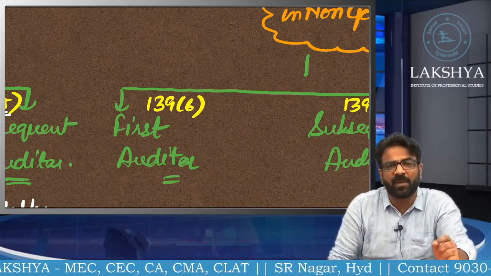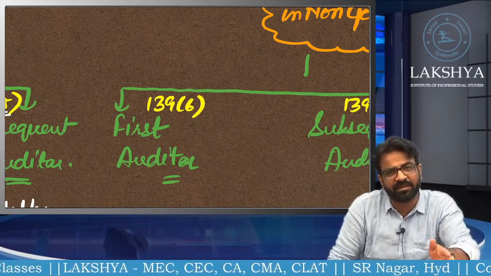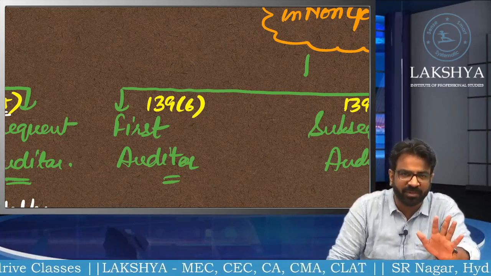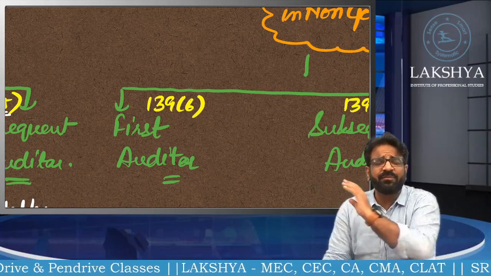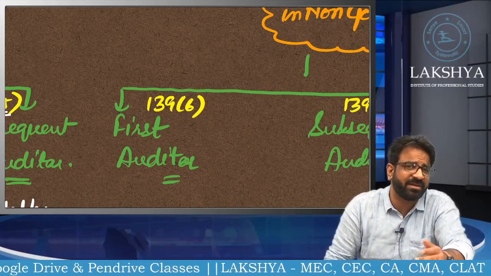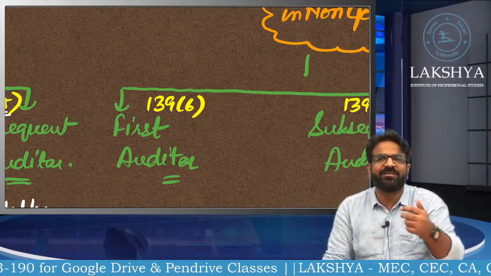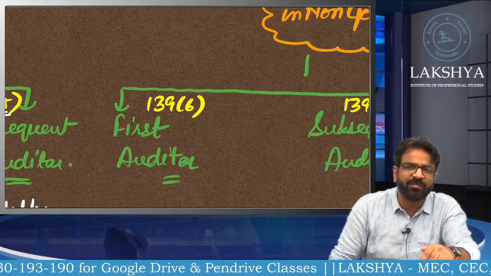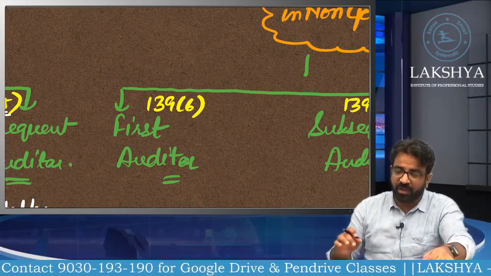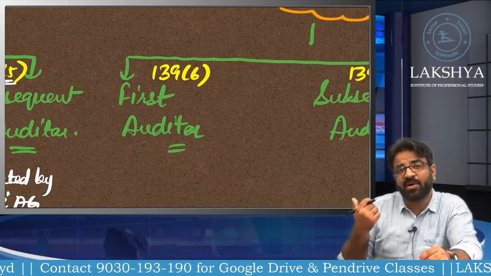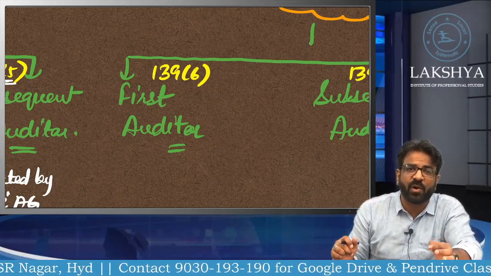A government company is the one in which at least 51% of the paid up share capital is held by the central government or state government or combinedly by both. It means that a company in which 51% or more of the paid up share capital is not held by the central government or state government or combinedly by both is obviously known as a non-government company. Are you getting the point? So, a non-government company is a company which is not a government company. Everything clear? Now, we are going to talk about the first auditor of a non-government company.